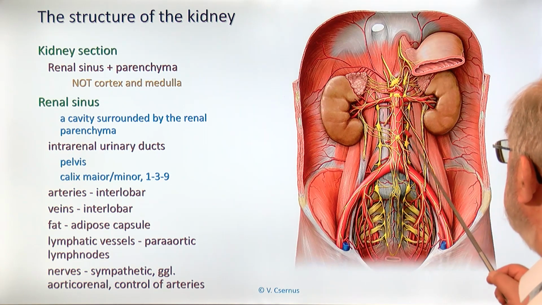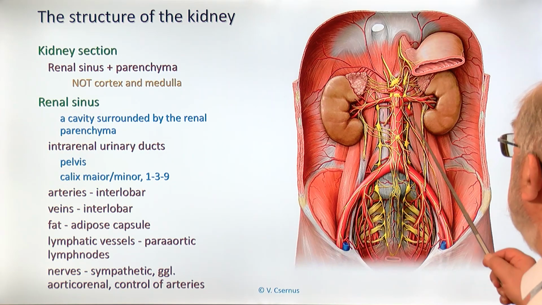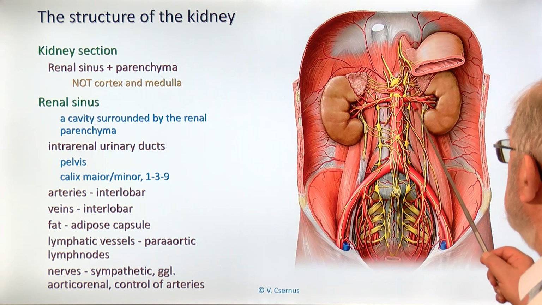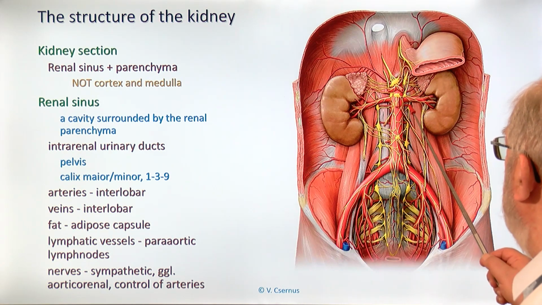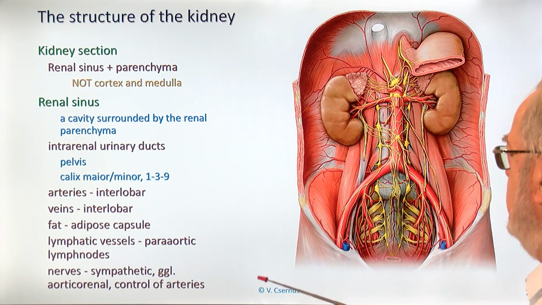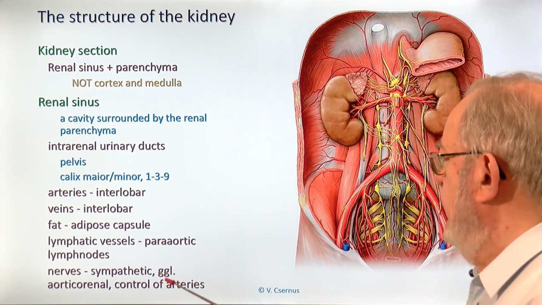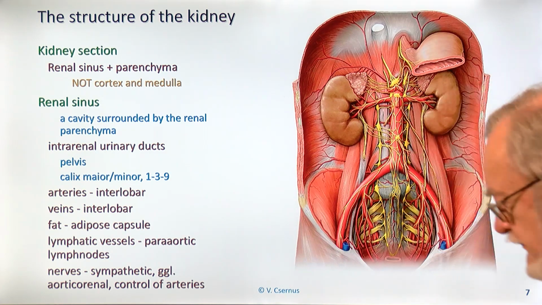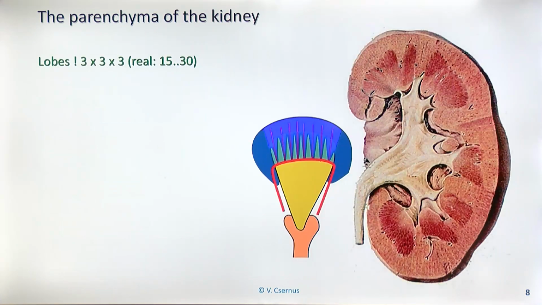These are fibers coming from the sympathetic trunk, and that component of the sympathetic trunk which is approximately lumbar 2, which is nearby the kidney, is usually larger than the rest, and sometimes it's named the aorticorenal ganglion. So this was so far the renal sinus.